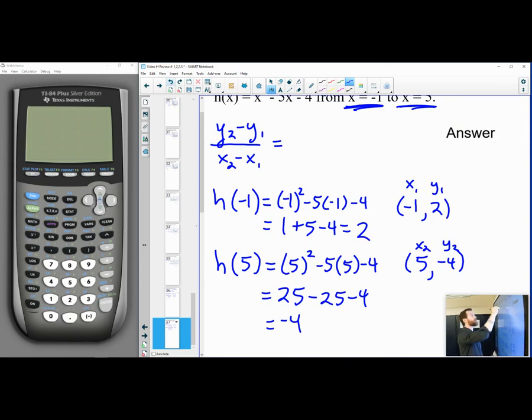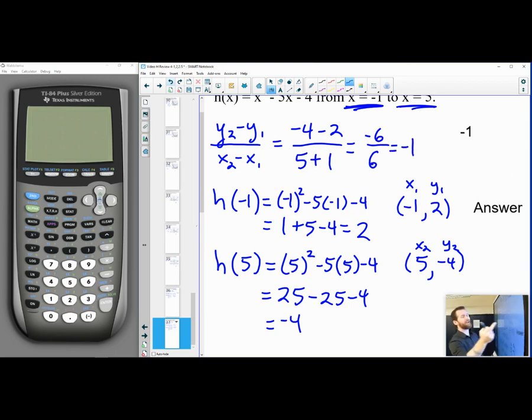y2 was negative 4, minus y1 is 2, all divided by x2, which is 5, minus x1, which is negative 1, minus a negative becomes a positive. Negative 4 minus 2 is negative 6 over 5 plus 1 is 6. So we end up with a negative 1. Cross your fingers, check the answer key. Negative 1. Excellent.